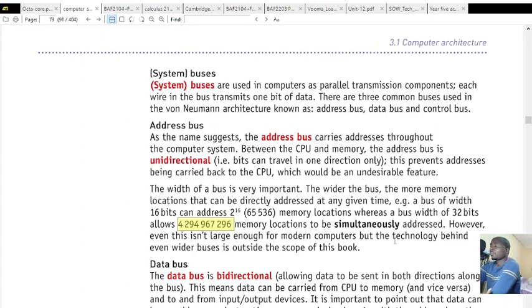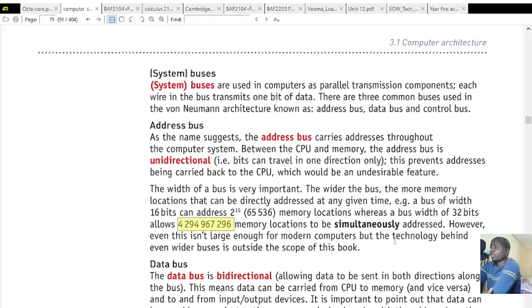The word length, or basically the performance of the data bus, is very important. The data bus is bidirectional. This means data can be carried from the CPU to the memory, and also vice versa, and also from input and output devices.